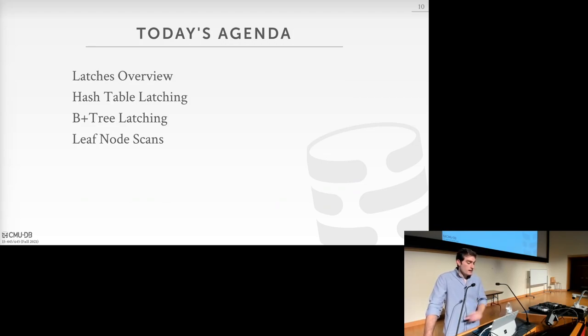So at a high level, today's agenda is we're going to start with a review of latches and an overview of what we mean by that, how to implement them at a low level. Then we're going to talk about how to use latches in a hash table to make that a concurrent hash table, and then some more advanced usages in a B plus tree. So a hash table is a little easier to make concurrent, to turn into a concurrent data structure. B plus trees are a little more difficult, and then finally we'll just end with an example of some of the problems you can run into in B plus trees with concurrent access.